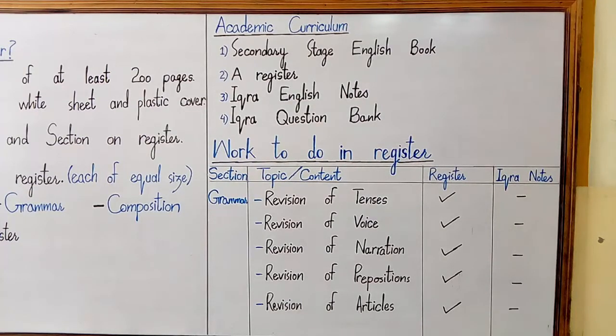Section number 2, that is grammar, but overall it is section number 3. We have already discussed prose and poetry, 2 sections. Section number 3, grammar. You have 5 topics to revise in this whole session.